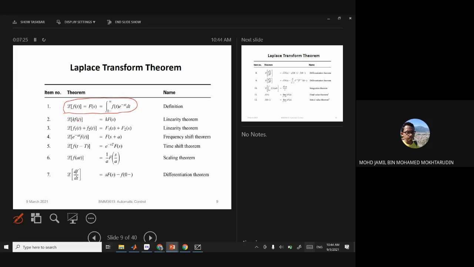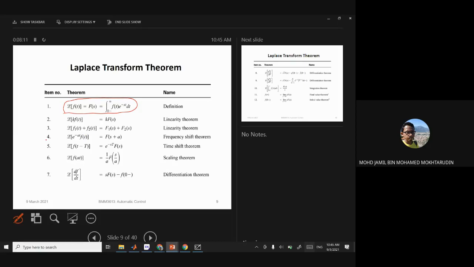So let's say your function f(t) is multiplied with a constant k. After you apply the Laplace transform, you just convert f(t) to F(s), the function in the frequency domain, and then multiply by the constant k. If your function is in the form of addition, like function 1 plus function 2, then you just apply the Laplace transform to each function. So f1(t) becomes F1(s), f2(t) becomes F2(s).